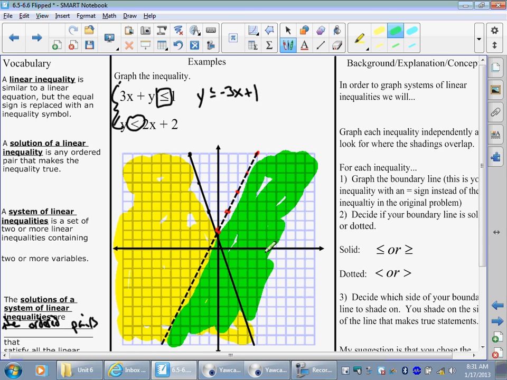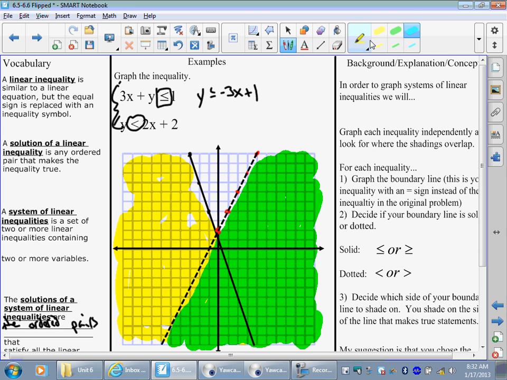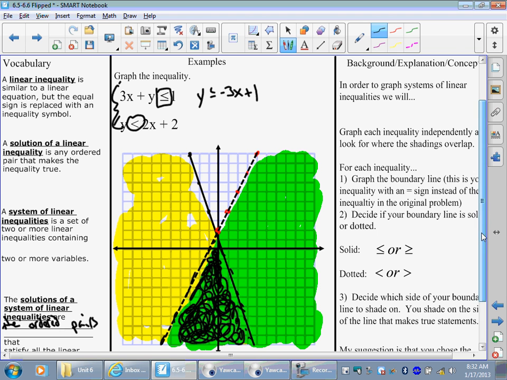Now, the real question is, well, what's the solution to the system? I know that the green represents the solution to the second linear inequality, and I know that the yellow represents the solution to the first linear inequality. But the solution to the system, it turns out, is this right here. It's really just this area right in here, because it's where these two shadings overlap. Any ordered pair in that area would make both inequalities true.